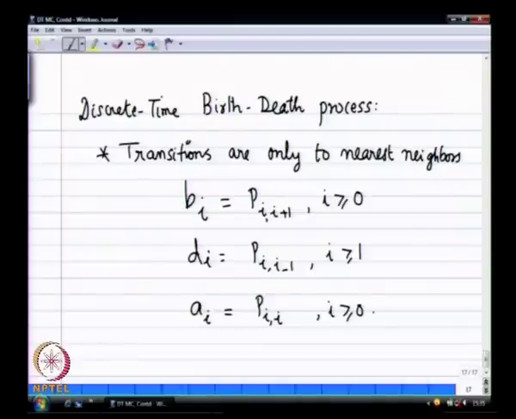So for every state I, we define this probability. And of course, all these three should sum up to 1, right? Therefore there is no other transition possible. So state I will go to either I plus 1 or I minus 1 or stay in the same state.